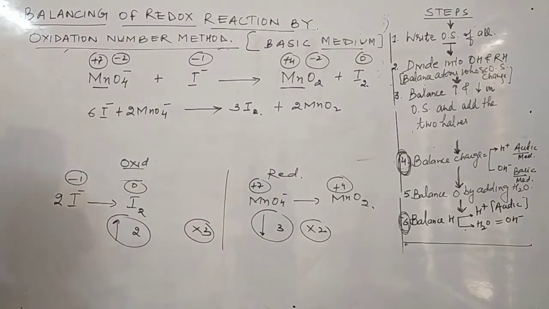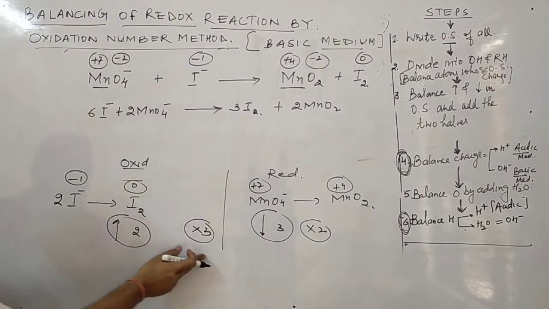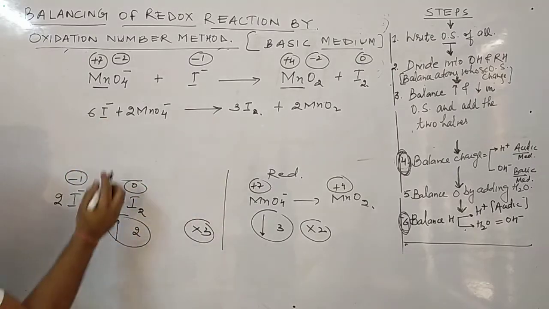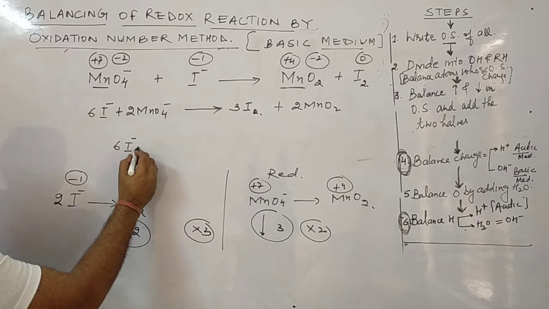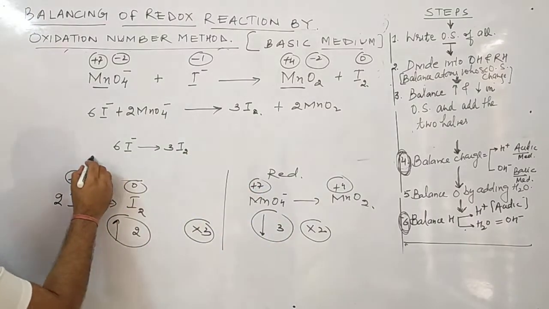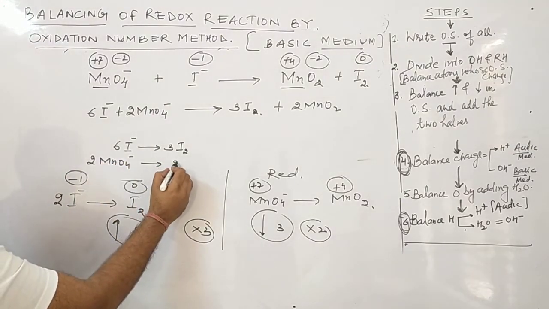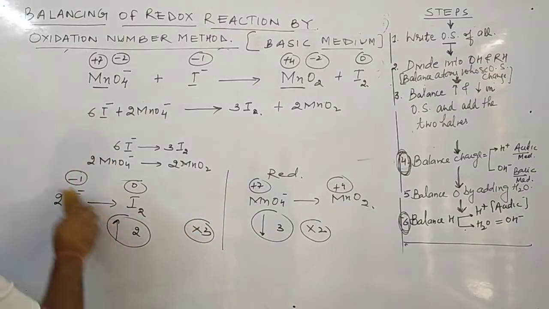आप एक तरीके से और भी कर सकते हैं, दोनों को यही मल्टीप्लाई करके भी ऐड कर सकते हैं. मैं वो भी करके दिखा रहा हूँ सो दैट कोई कंफ्यूजन ना रहे. तो अगर मैं इसको 3 से मल्टीप्लाई कर देता हूँ तो 6I नेगेटिव, क्लियर टू ऑल ऑफ यू, गिविंग यू 3I2. और बेटा इसको 2 से करेंगे देन इट विल बी ट्वाइस MnO4 नेगेटिव से ट्वाइस MnO2.